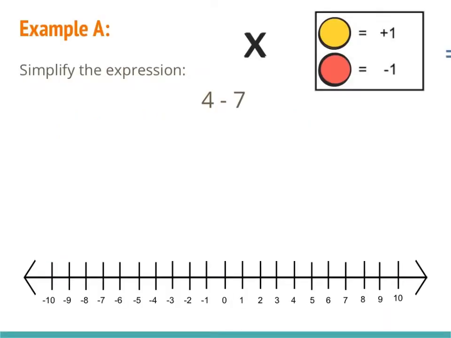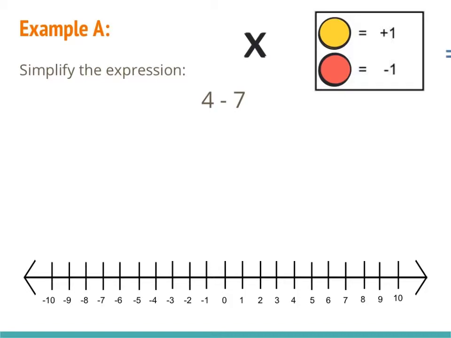So here we are at example A, and it says simplify the expression 4 minus 7, or 4 and negative 7. Either way you want to look at it, that sign means both negative and subtraction. They're the same thing. So now I'm going to use two different models to figure out this problem. I'm going to use counters, and then I'm going to use a number line. So let's start with my counters.